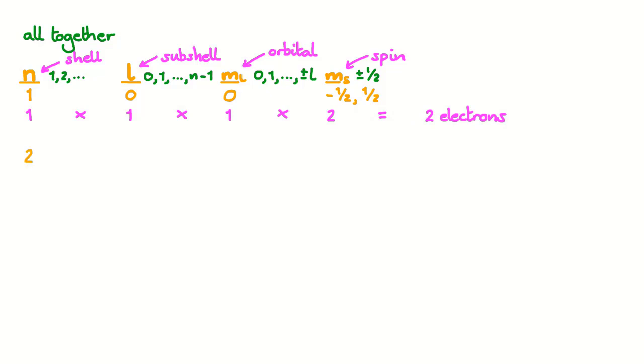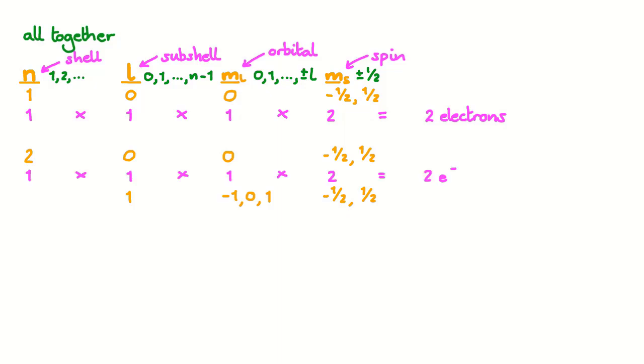Let's move on to the second shell. The values of L allowable for the second shell are 0 and 1, since we're counting up to n minus 1. Just like in the first shell, when L equals 0, mL can only equal 0. But for L equals 1, mL can equal -1, 0, or +1. And as always, ms is either equal to +1/2 or -1/2.